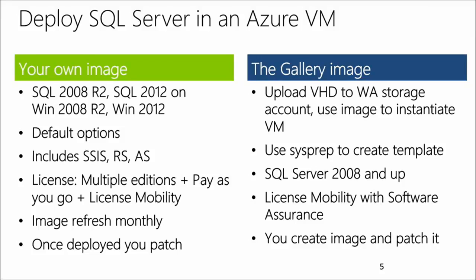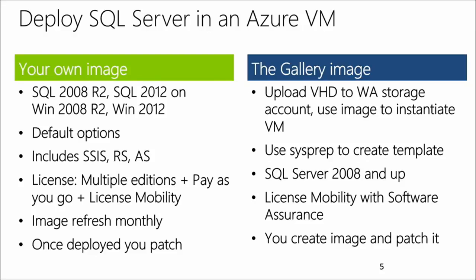And the other thing about gallery images is that you don't have any choice between options at deployment time, so all options are enabled by default. But this has both good and bad sides. The good side is that you don't need to choose anything. You just deploy your image and everything is ready to go for you. And that includes everything, including, for example, Analysis Services, RS, or SSIS.